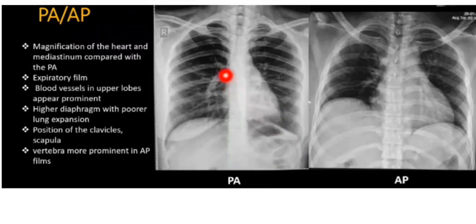Let's see another difference. In a PA X-ray, the clavicles are more horizontal. If you look here, you can see the clavicles are more horizontal in the PA X-ray, while in the AP X-ray the clavicles are somewhat vertical. You can see here they are vertical compared to the posterior anterior, or PA, X-ray.